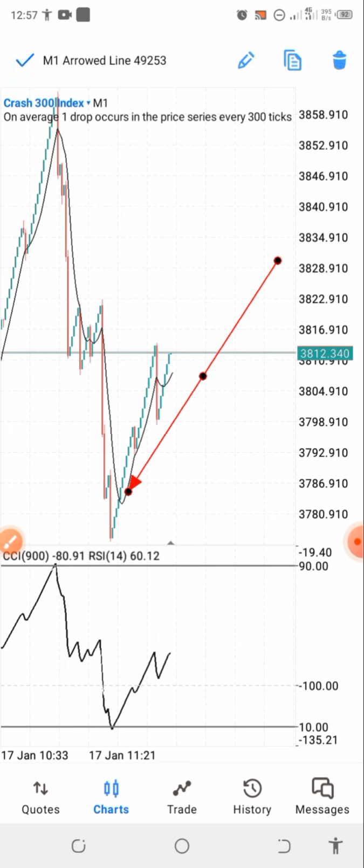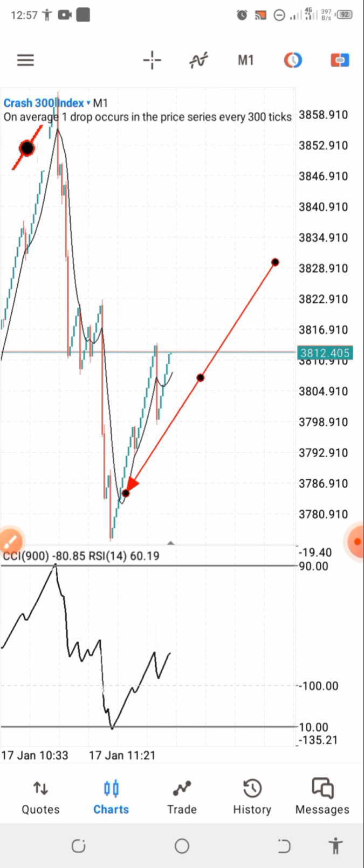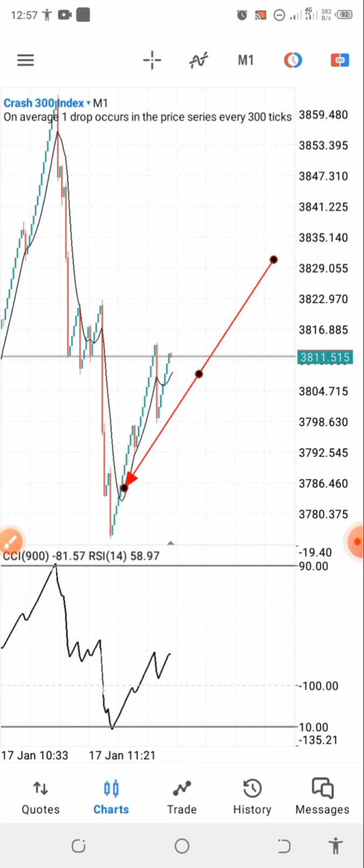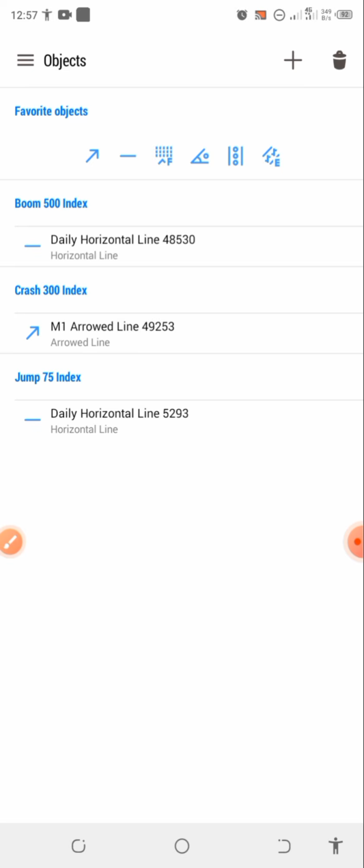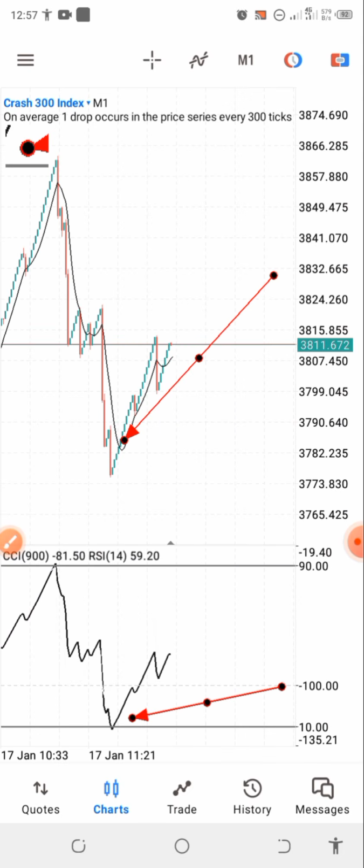Now once you see this candle closing above the moving average, that's when you want to enter. Now remember, before you enter, you need to check your indicator window 1. What do you expect to see in your indicator window 1?